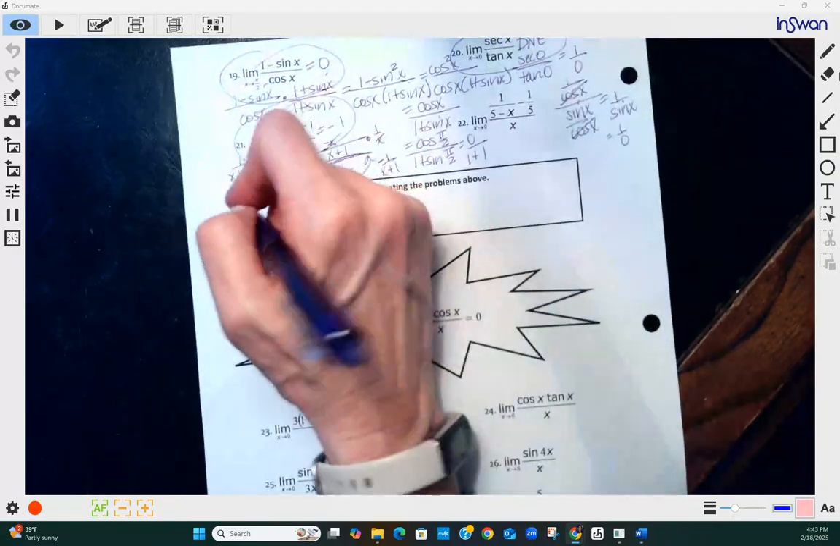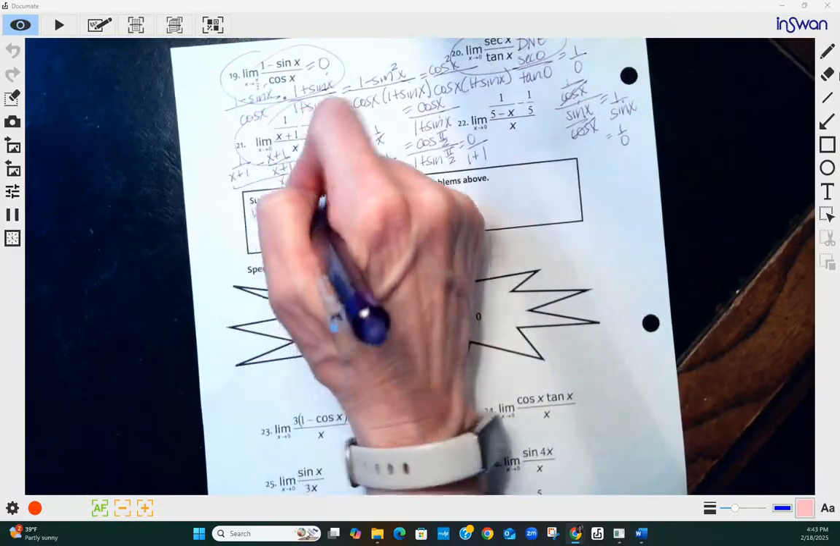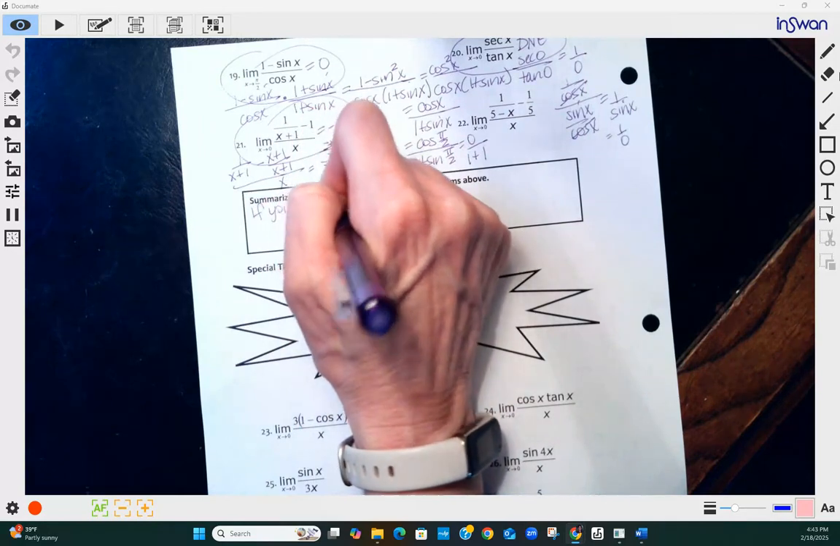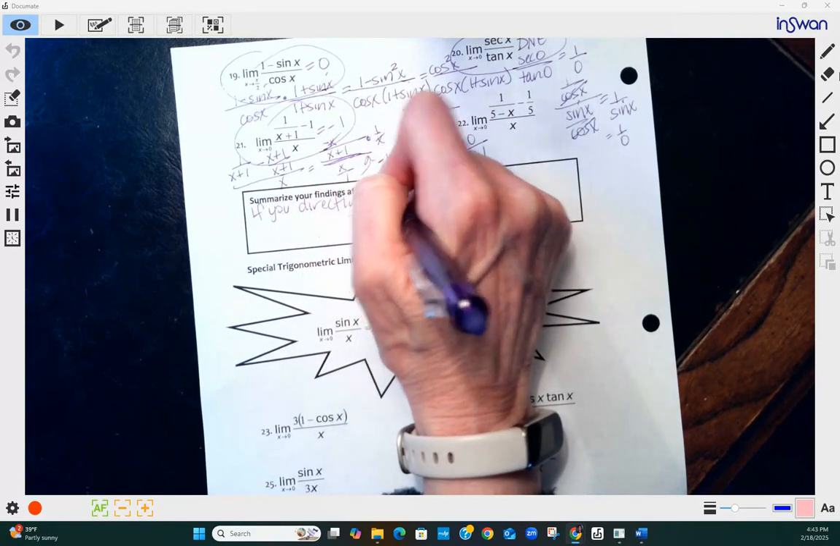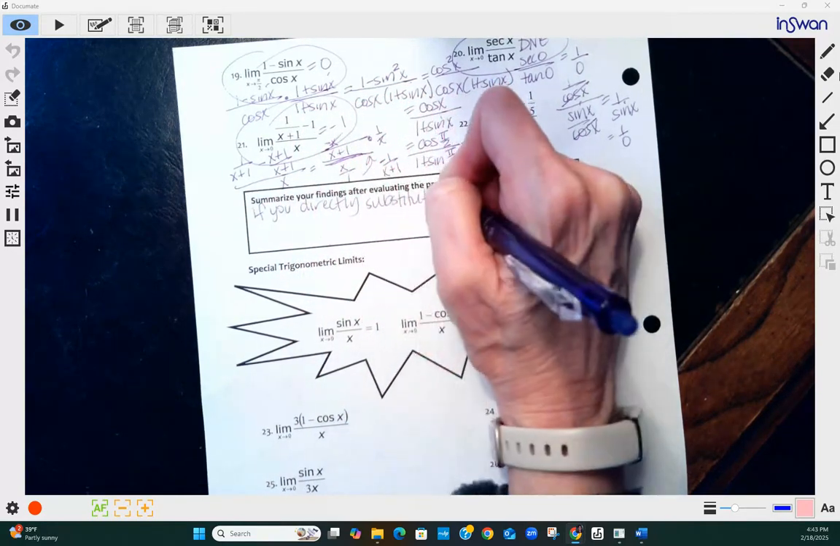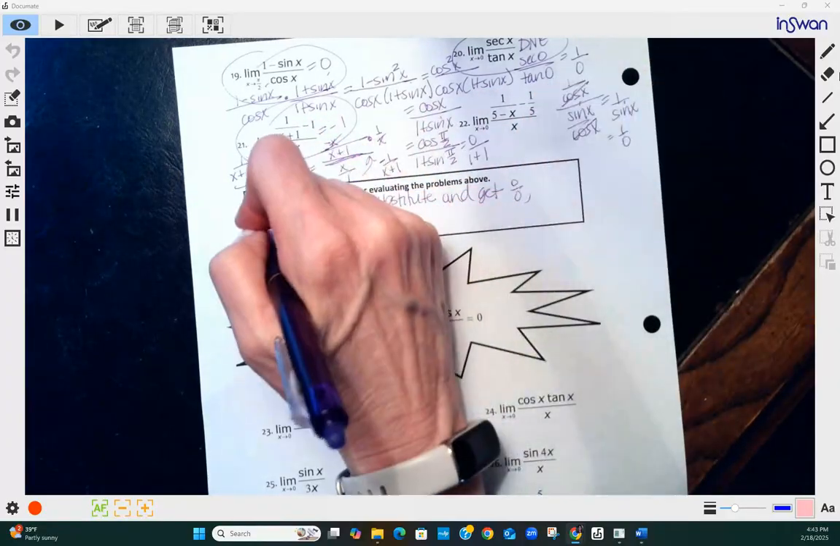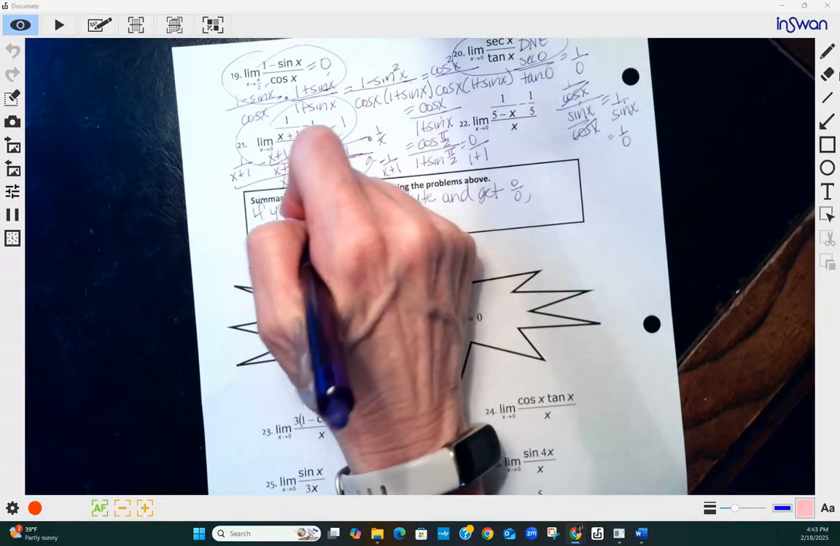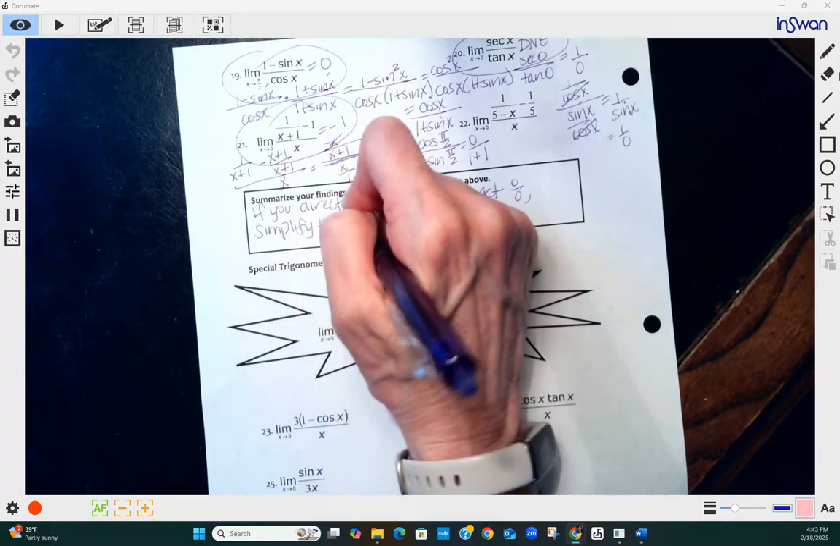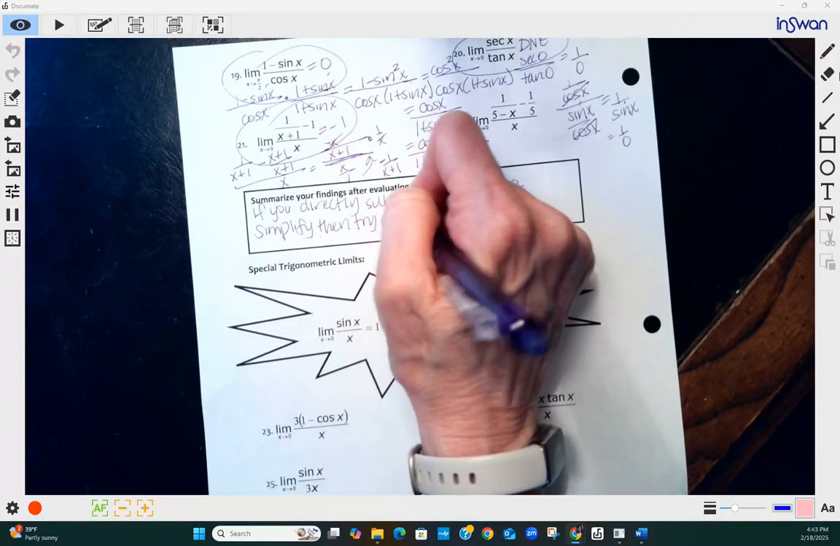All right, so if you directly substitute and get 0 over 0, simplify, then try again.